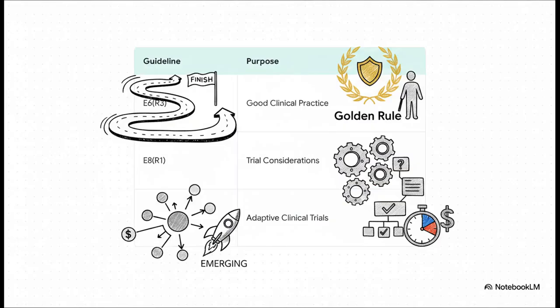Here are the top E codes you really need to be monitoring. E6 Revision 3 is Good Clinical Practice, or GCP. This is the absolute golden rule of the track. It dictates how you ethically and scientifically conduct the race.